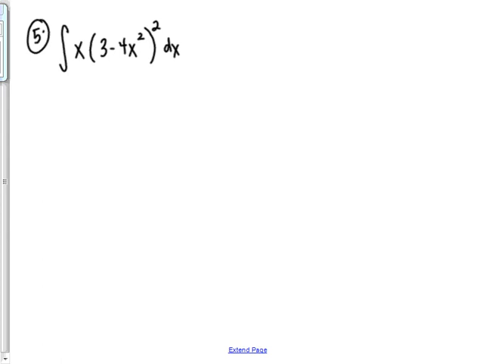Alright, so if I did my u substitution, u would be 3 minus 4x squared. Alright, and the derivative of that would be negative 8x dx. So let's start replacing. This becomes u squared. Okay, now if I have a u, I need that du. But du is negative 8x dx. Do I have that? No, I only have x dx. So if you're just off by a number, no big deal. Add in what you need.